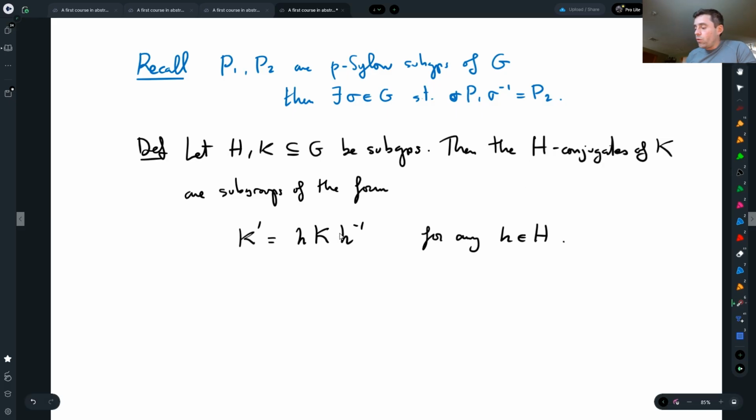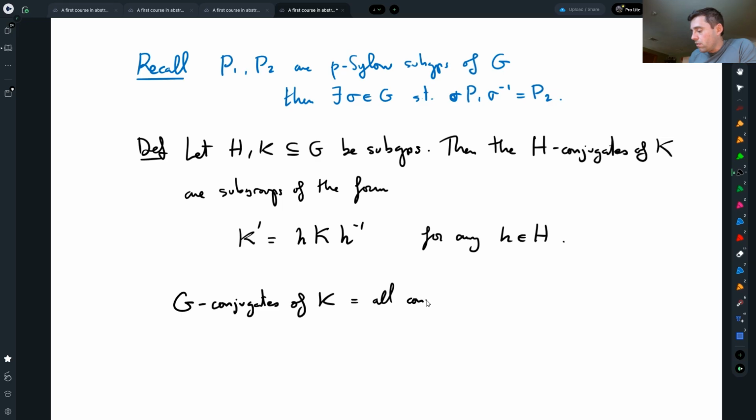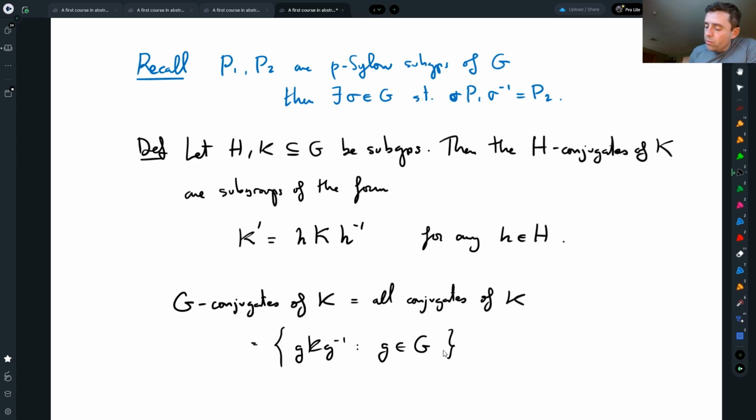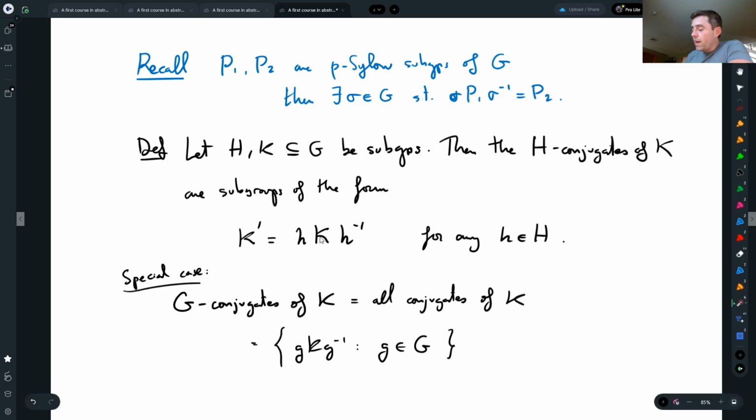Sometimes we might restrict, so the conjugates are only conjugates with parameter H. So the H conjugates of K means I look at conjugates of K, but only when I conjugate by something that is in H. Sometimes we'll just do the G conjugates, all the conjugates of K, and those are all the subgroups of the form g K g inverse for any g in G. So the special case is the G conjugates of K, which gives me back all the conjugates of K, but sometimes I want to restrict to some set of conjugates, which is only given by conjugation by elements in H.